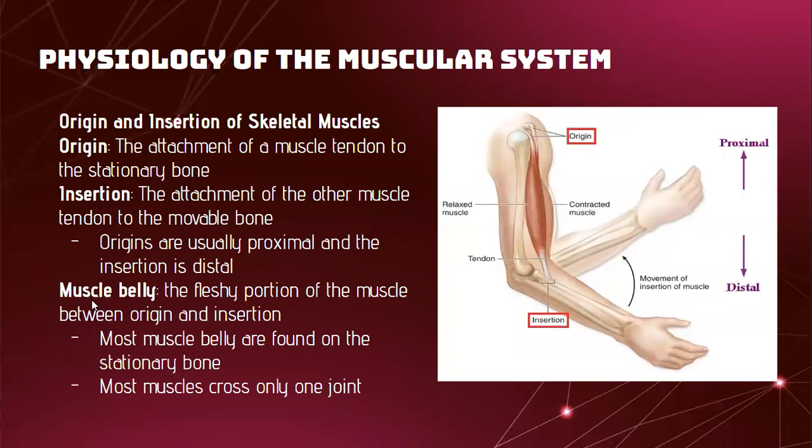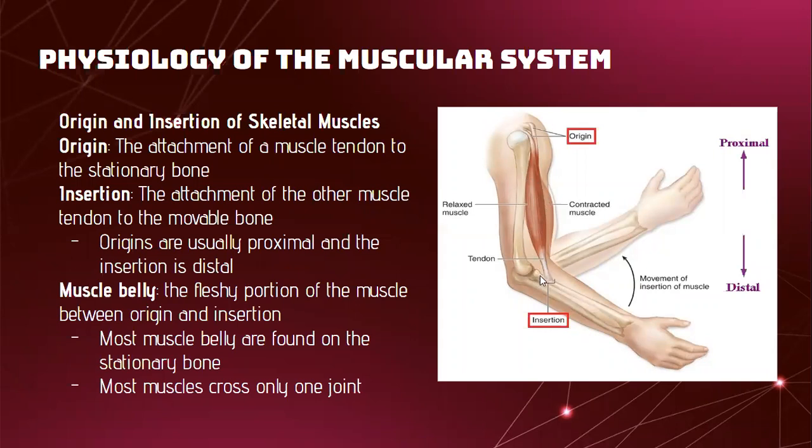Okay, and then we have the muscle belly, which is the fleshy portion of the muscle between the origin and insertion. So if this is the origin and this is the insertion, this big part, basically the whole muscle, is the muscle belly. It's pretty self-explanatory. It kind of looks like a little belly, a little group of muscle. Most muscle bellies are found on stationary bones. As you can see, it's found on the arm bone right here instead of the forearm bone.